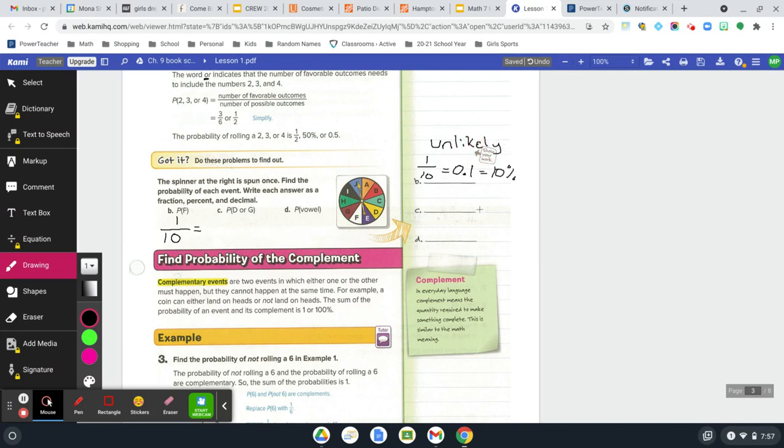That probability is unlikely to occur. Letter C, the probability of getting a D or a G. Well, I look at the spinner, there's 1 D, there's 1 G. That means there are 2 possibilities out of 10 total. 2 out of 10.